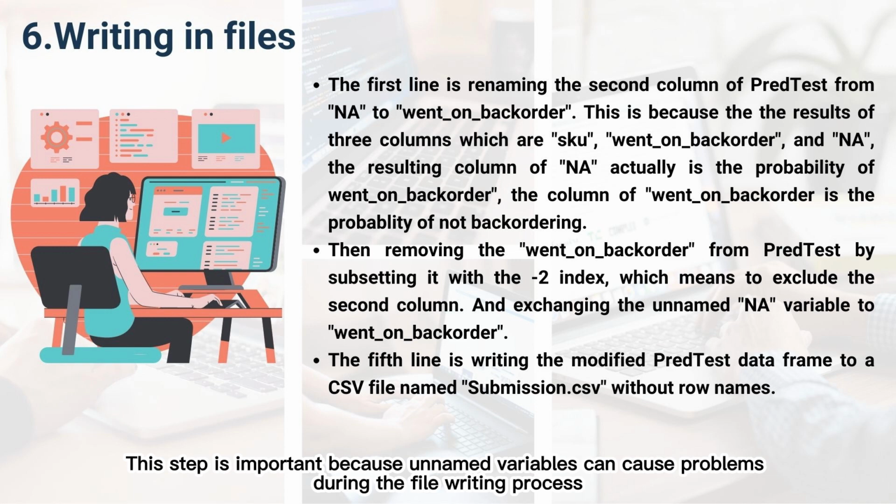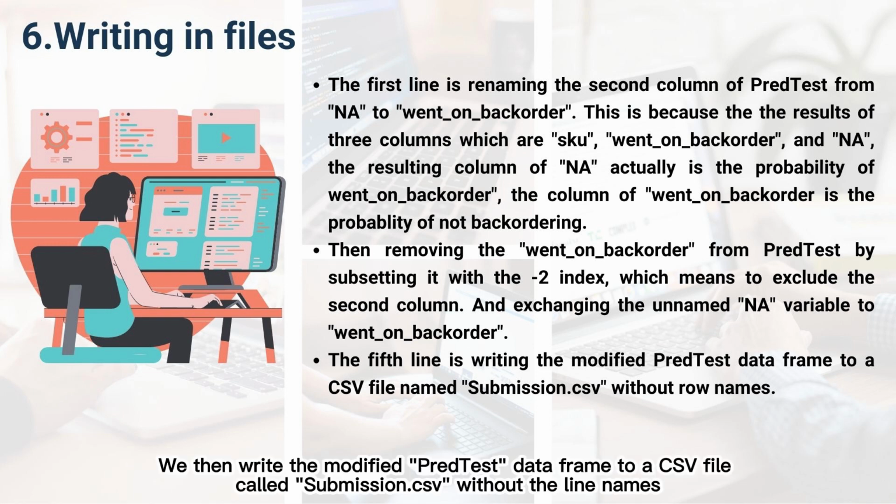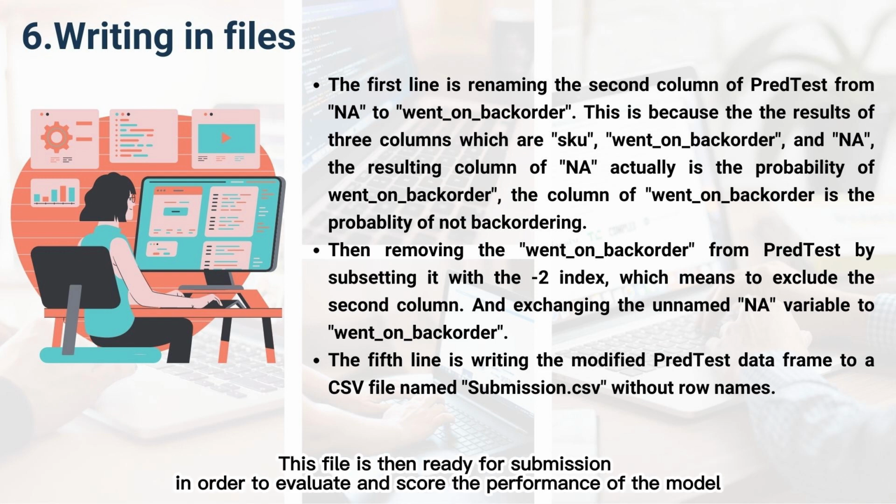This step is important because unnamed variables can cause problems during the file writing process. We then write the modified pretest data frame to a CSV file called submission.csv without the row names. This file is then ready for submission in order to evaluate and score the performance of the model.